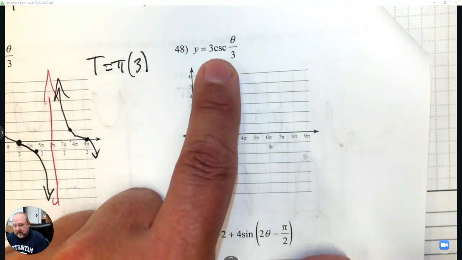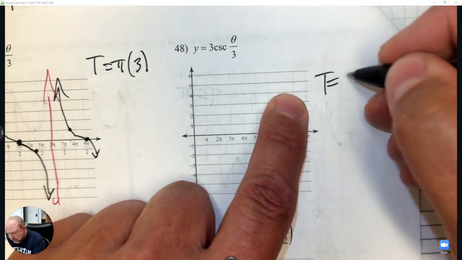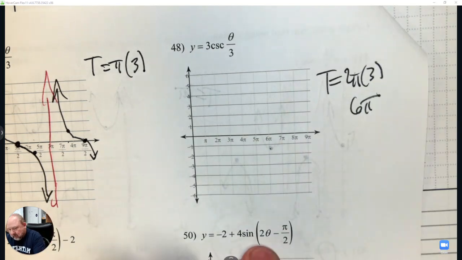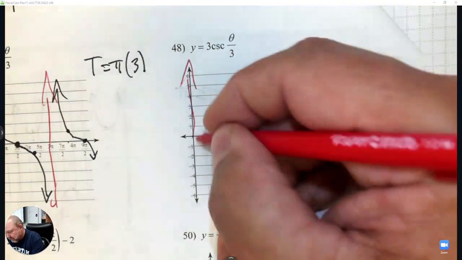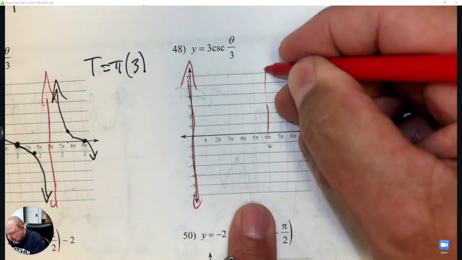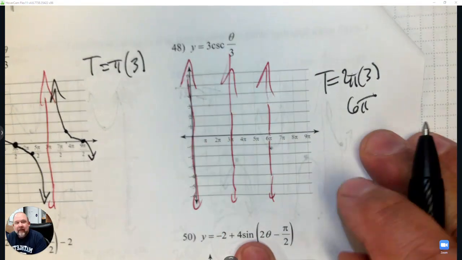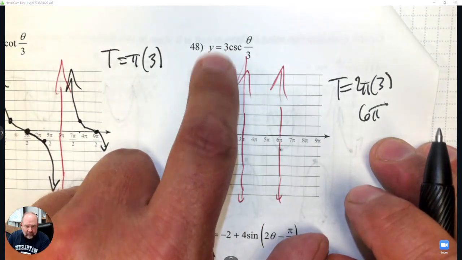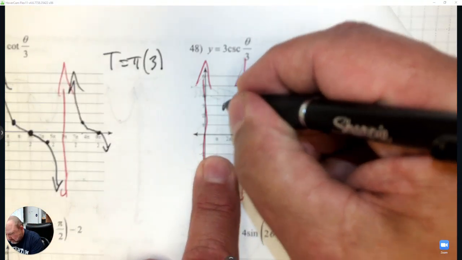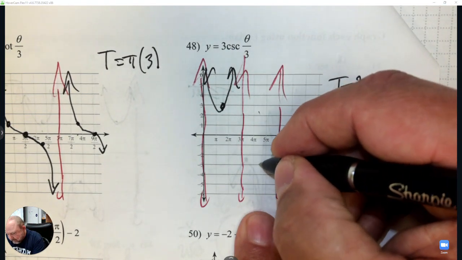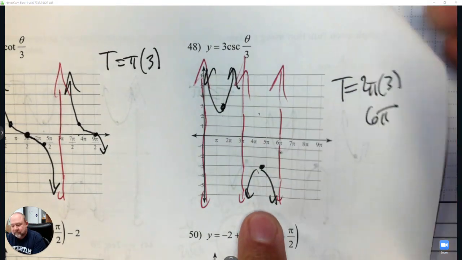Number 48, cosecant. The period, 2 pi times 3. That's 6 pi. So cosecant, like cotangent, start with an asymptote and find where 6 pi is. Exactly in the middle is going to be another asymptote. In between them is the vertices. So we're going to start at 3, and it folds up. And then we go to -3, and it folds down.